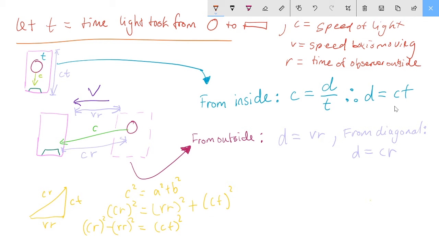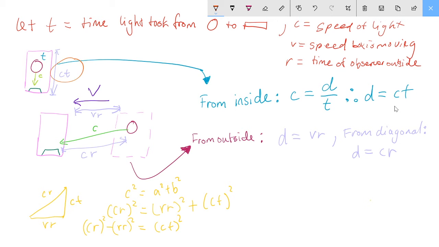Let t equal the time light takes to travel from this to this, c equal the speed of light, v equal the speed of the box moving, and r the time for the outside observer. In one scenario, a photon bounces to this point and it takes this much time. The distance here is just ct, since speed of light is distance over time, so distance is speed times time.